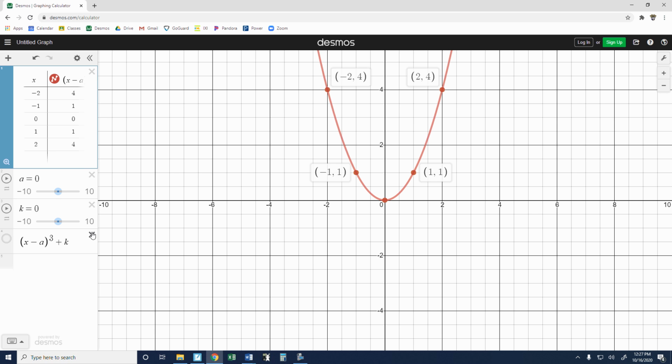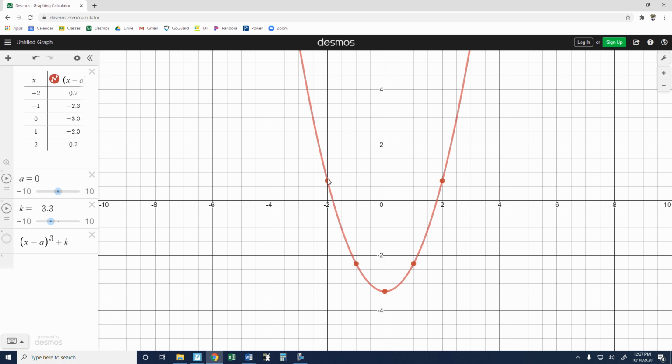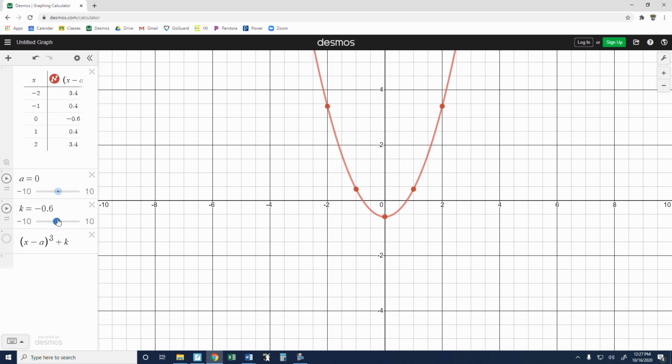Now, if I start moving this function around, let's say I'm sliding it up or sliding it down, it's still an even function. Notice these two points, negative 2 and positive 2, still have the same y value. This point, negative 1 and positive 1, still have the same y value. So if I slide it up and down, it's not really going to change whether it's even or odd.